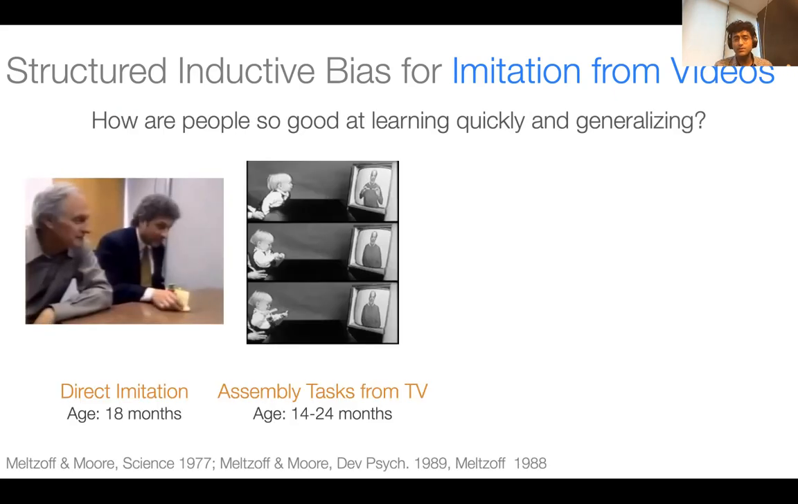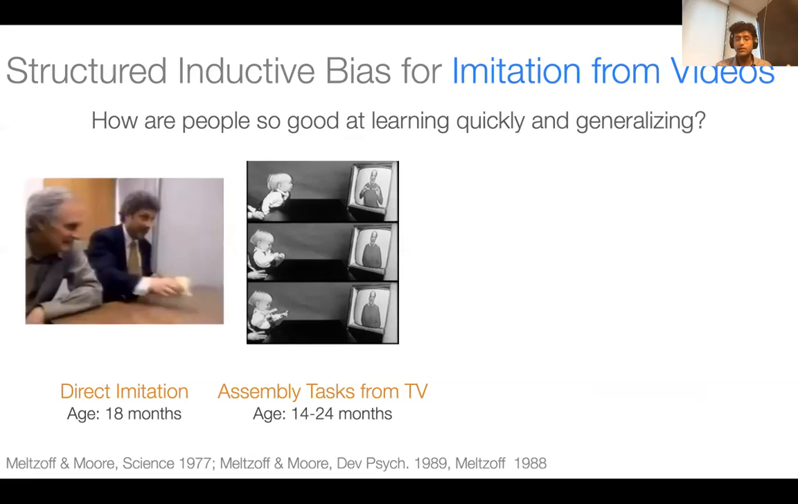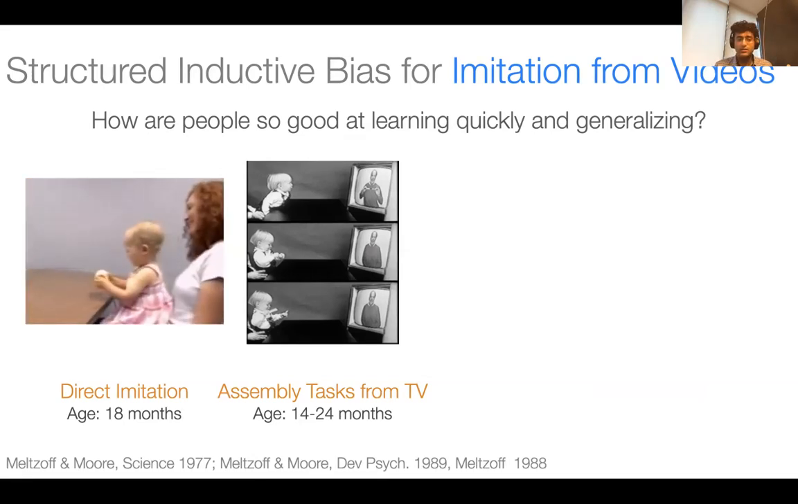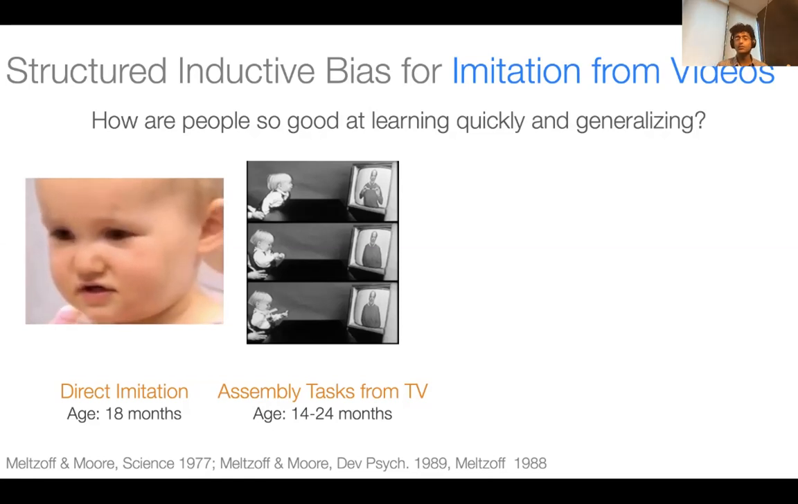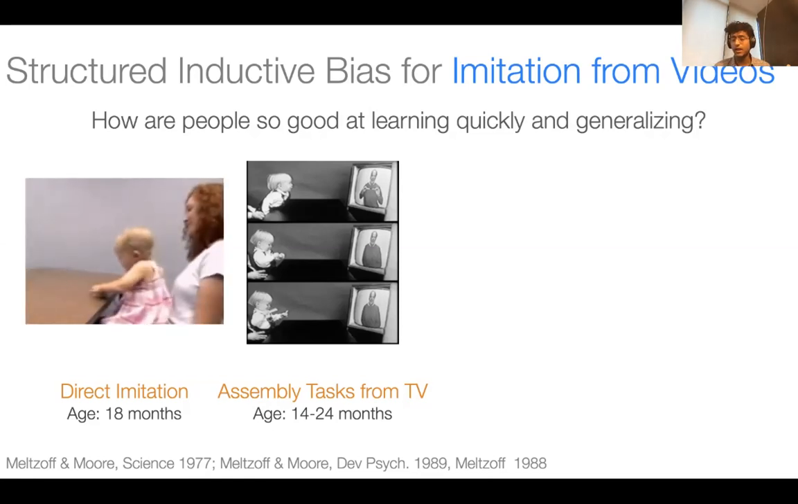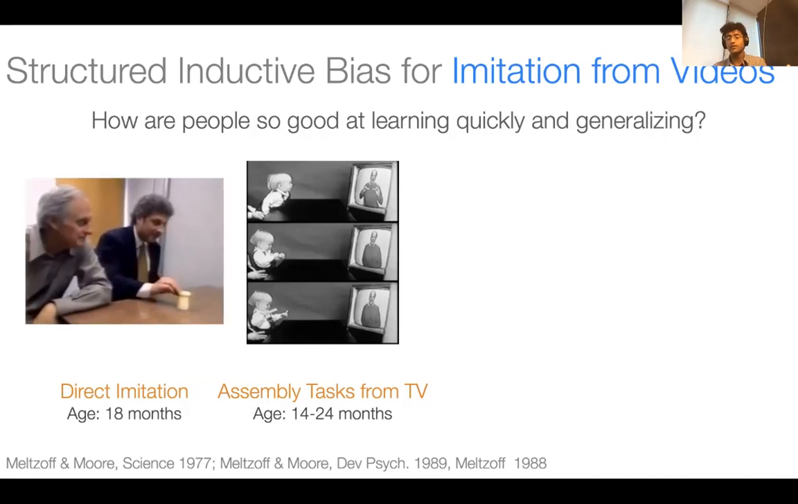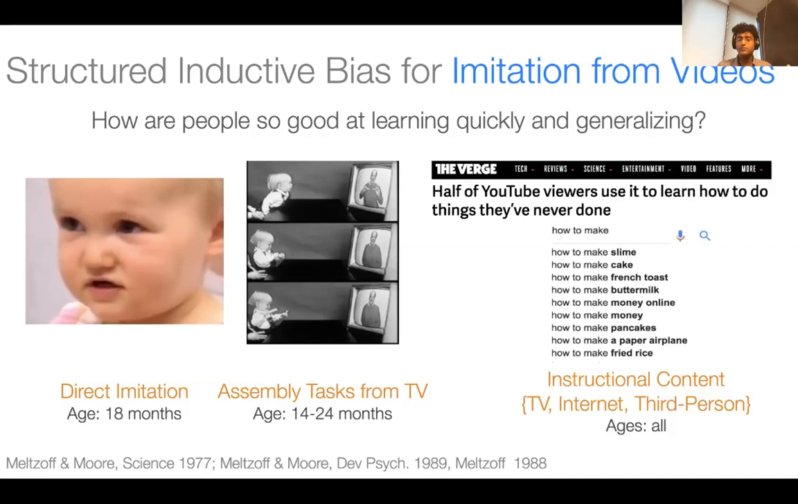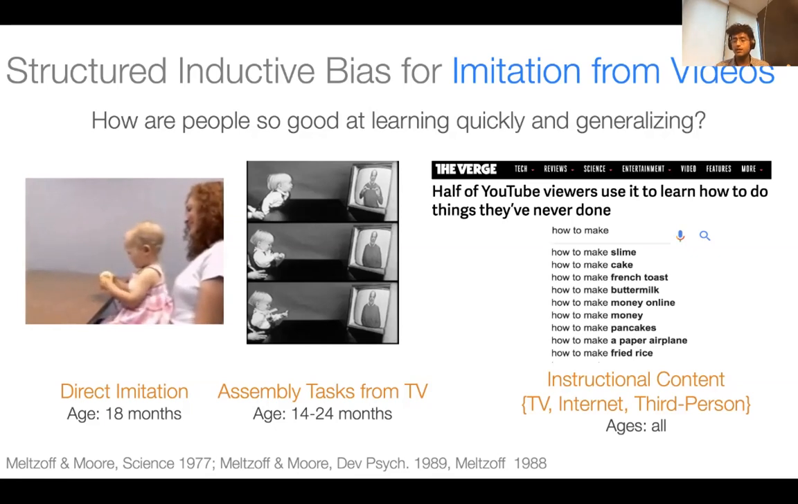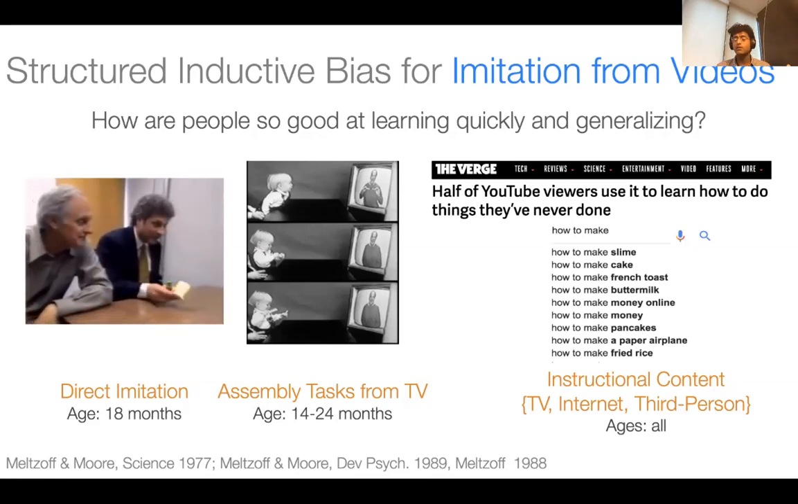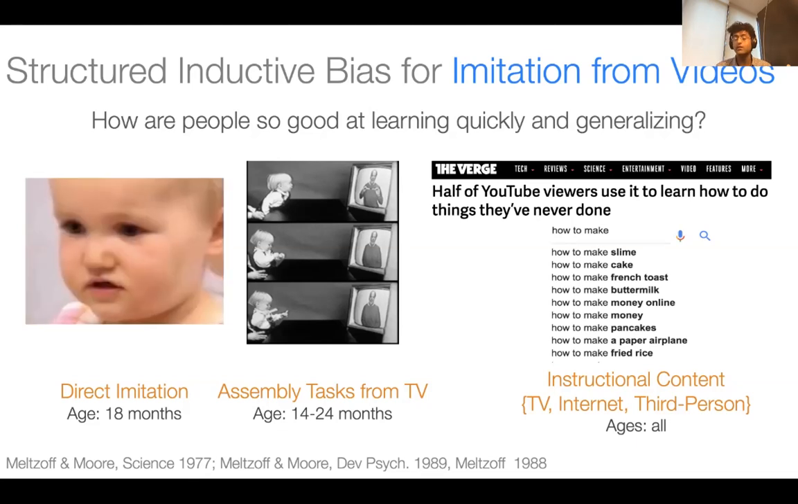If we look at how humans do this, people are really good at learning quickly and generalizing. It is argued by neuroscientists that people use the idea of imitation learning extensively. Babies at the age of 18 months can do direct imitation of simple activities, and by the time they are 2 years old, they can actually achieve assembly by watching TV. In fact, if you observe, half of YouTube is actually how-to videos. This really tells us the nature of content we share with each other is often instructional.